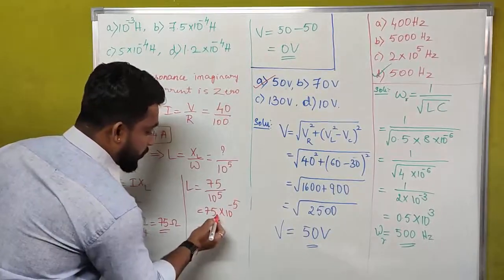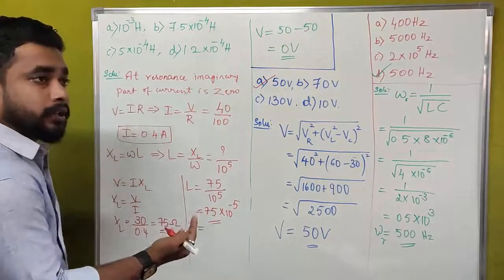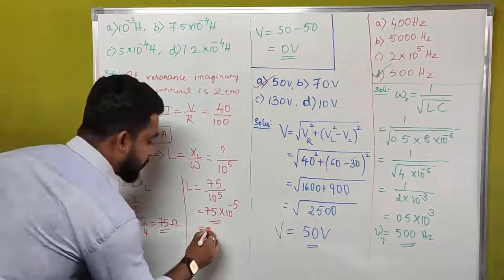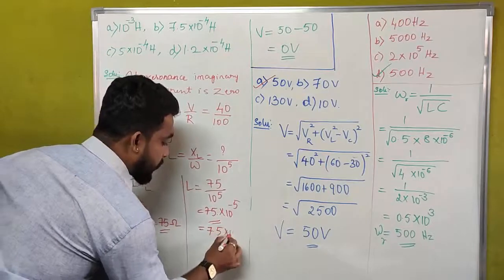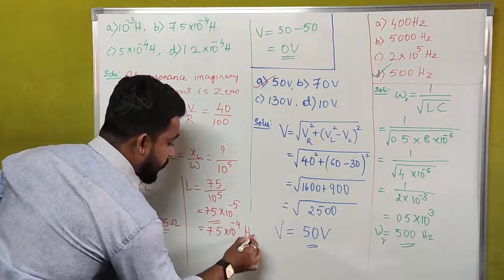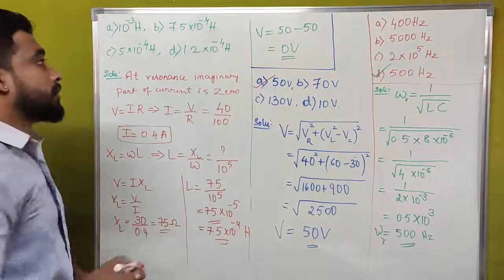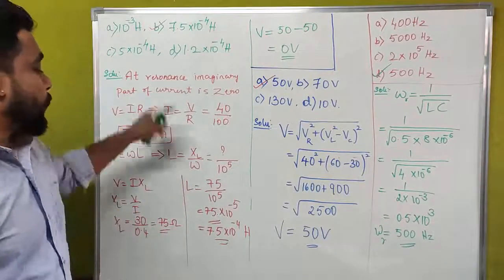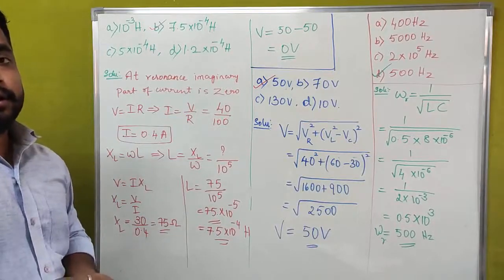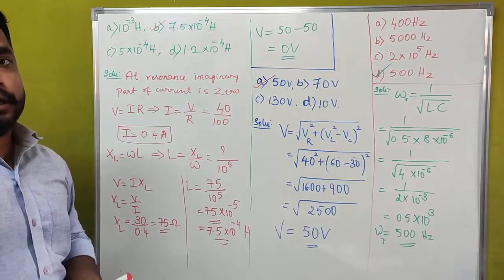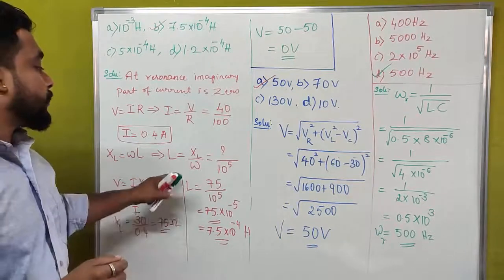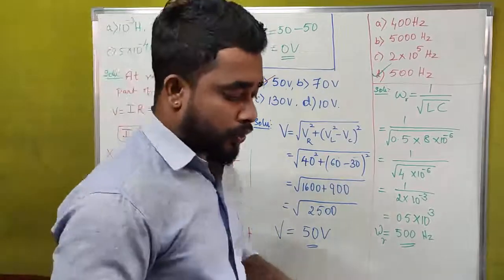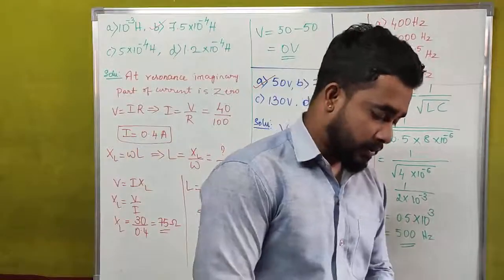For that what I will do is, I will shift this point earlier, or we can send this backward direction. Then what it will become? 7.5 into 10 to the power of minus 4 Henry. This is our answer. And the answer is 7.5 into 10 to the power of minus 4 Henry, the value of inductance of an inductor connected across a 30 volts power supply. Okay. This is how we are going to simplify our multiple choice questions.